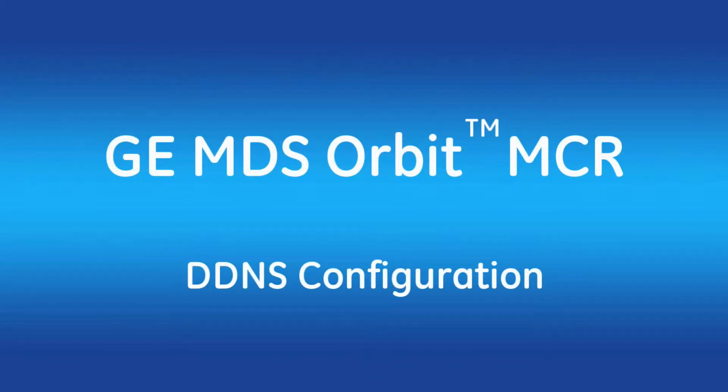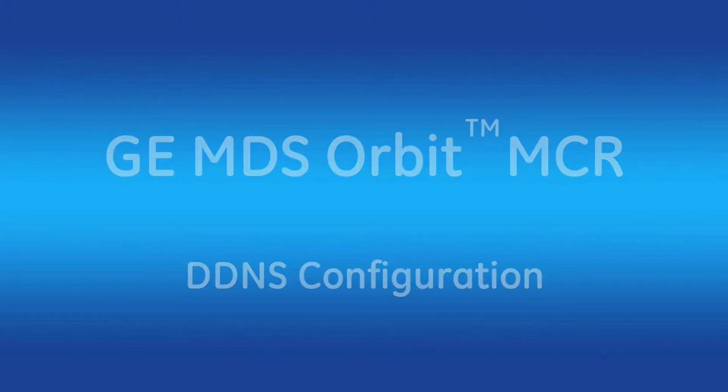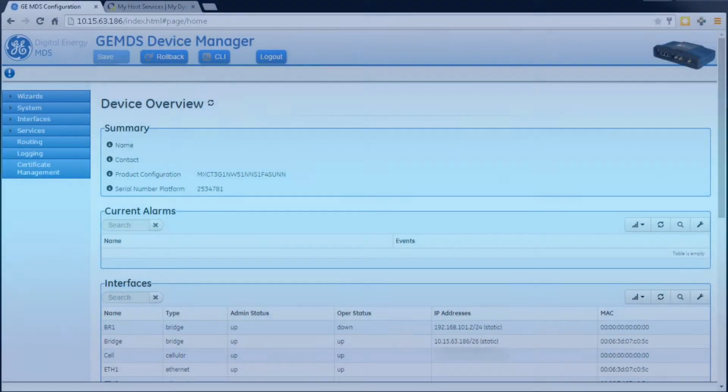In this video, we will be covering DDNS configuration on the GE MDS Orbit MCR. DDNS is typically used when you have a public dynamic IP address. Instead of trying to access the IP address that may change at any time, you will access a domain name that resolves the current IP address for you. So you'll never need to know the IP address again. You only need to know your domain name. Let's see how to configure this on the Orbit.